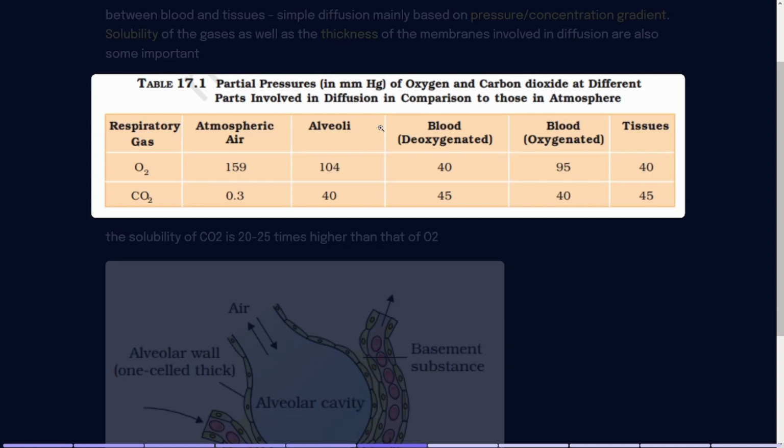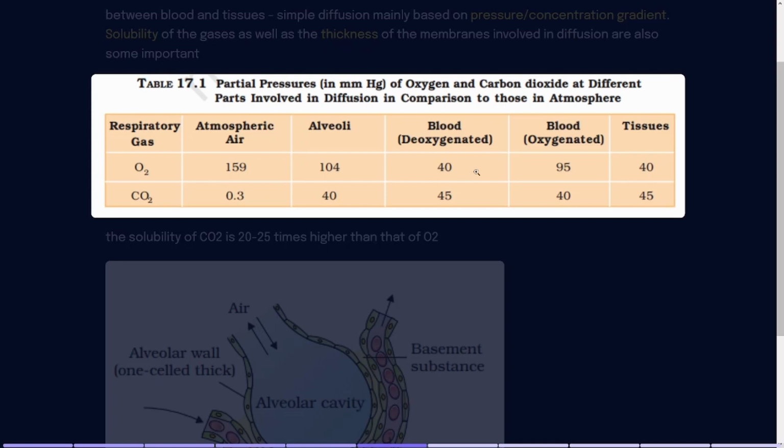So this is the partial pressure of oxygen and carbon dioxide at different parts in the respiratory pathway, as compared to their partial pressure in the atmosphere. As you can see, atmospheric air has a very high partial pressure of oxygen, 159, and atmospheric air has obviously less partial pressure of CO2, 0.3.